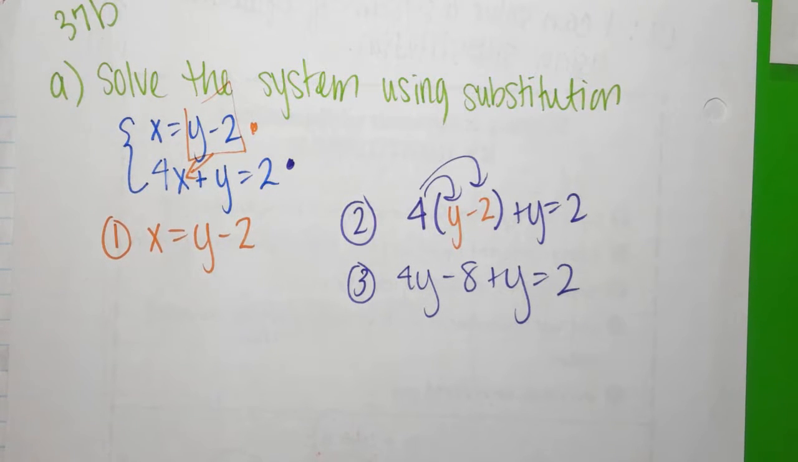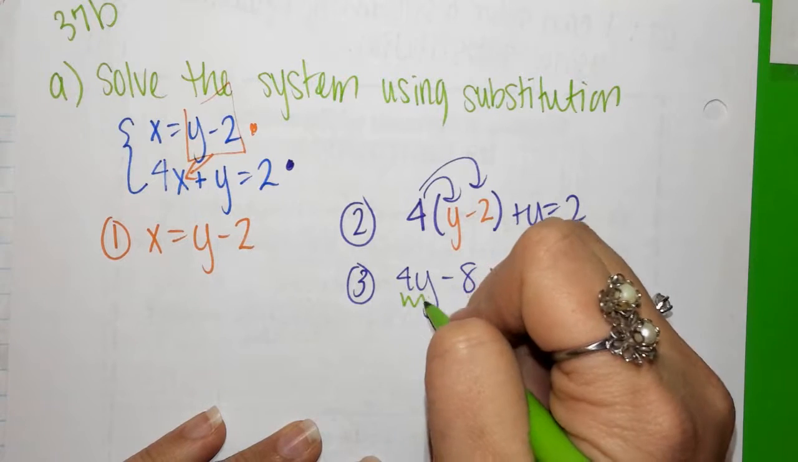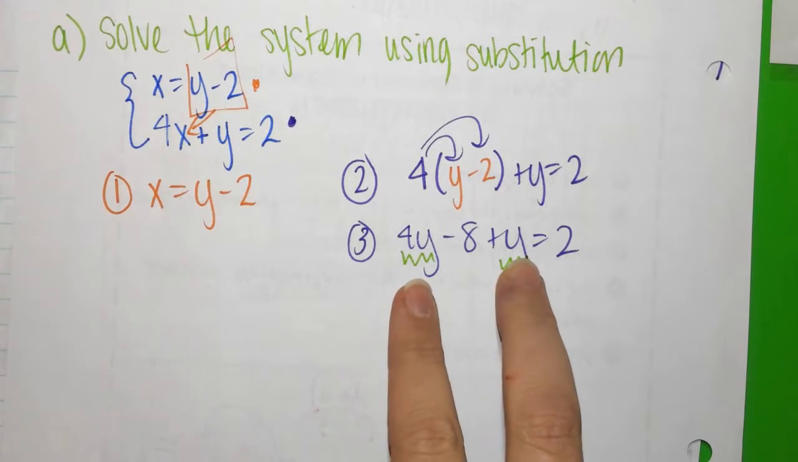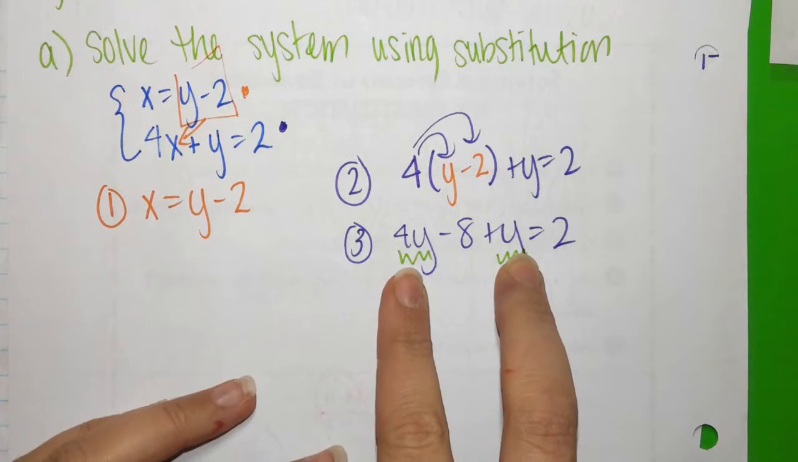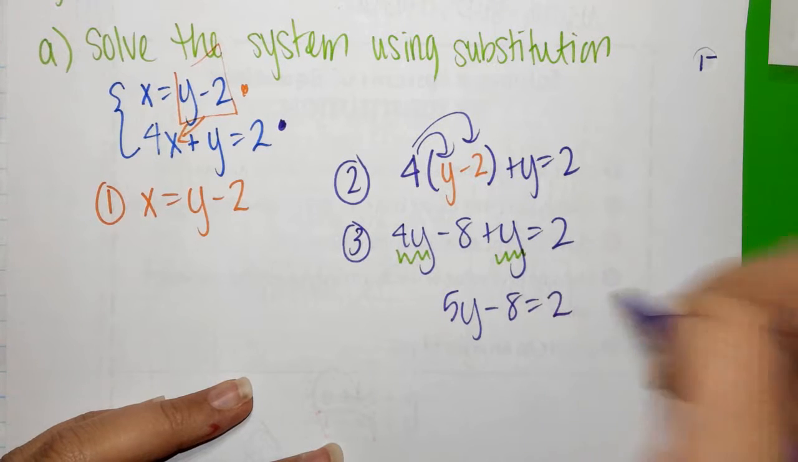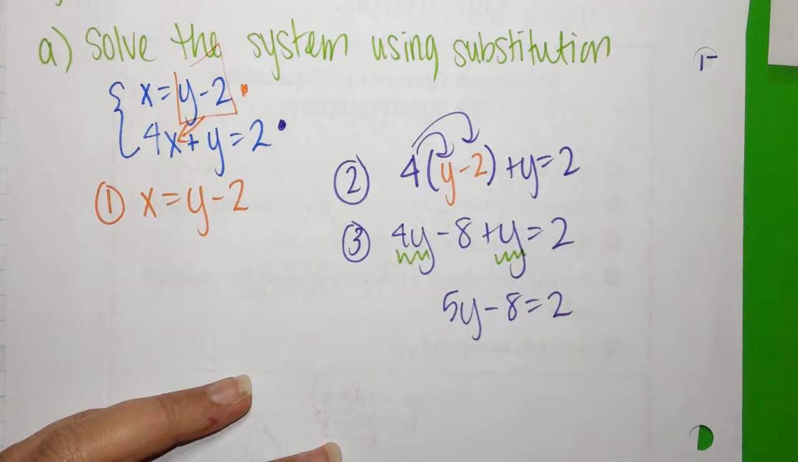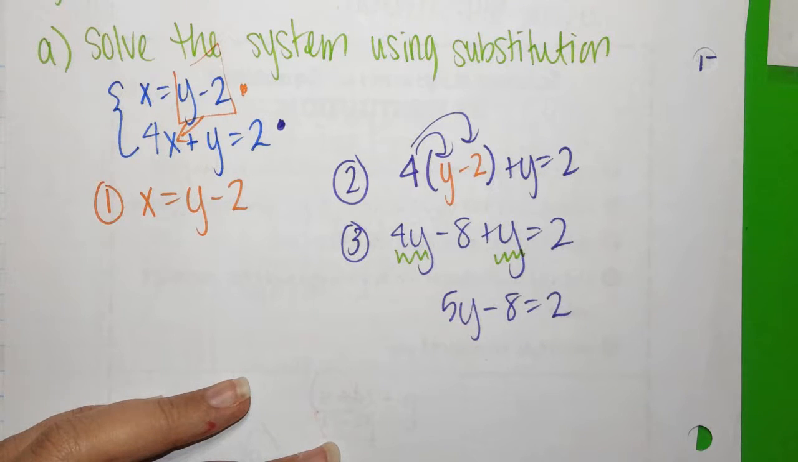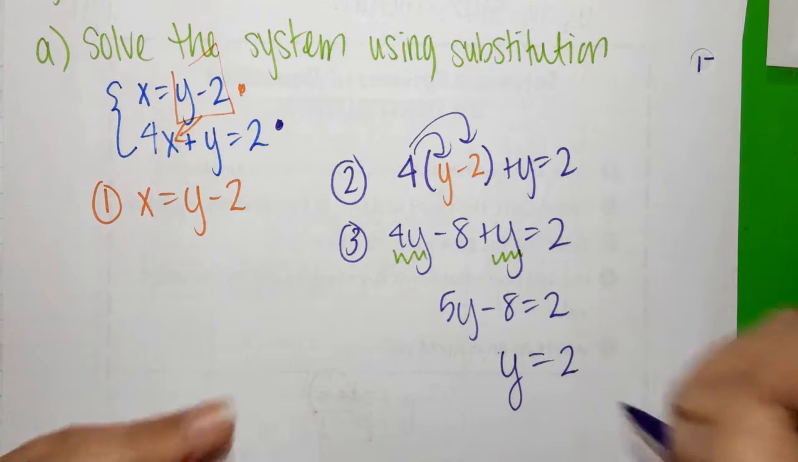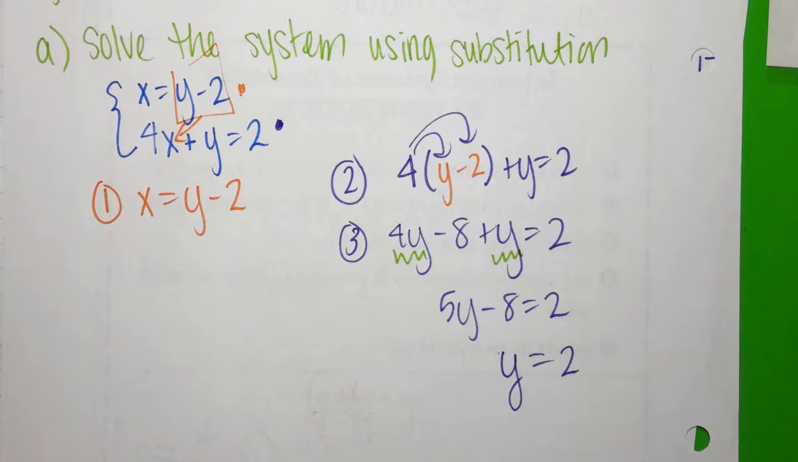What do we do from here? Alright, now, these are on the same side, so you would not subtract them. You would combine them. Combine like terms. It would be 5y minus 8 equals 2. Then plus 8 to both sides, you get 10. Then divide by 5 and then y equals 2. Take a point. Way to go, Betty Joe.